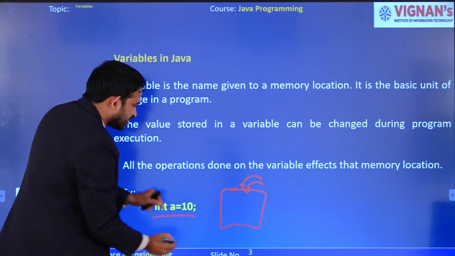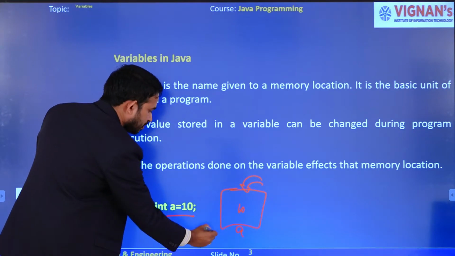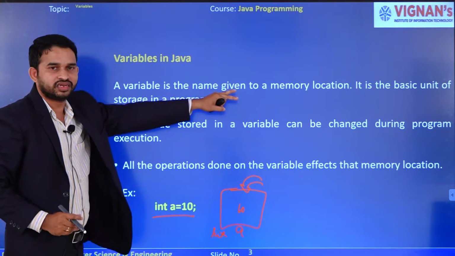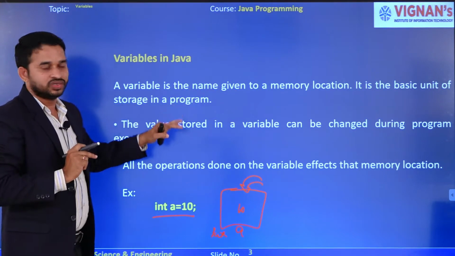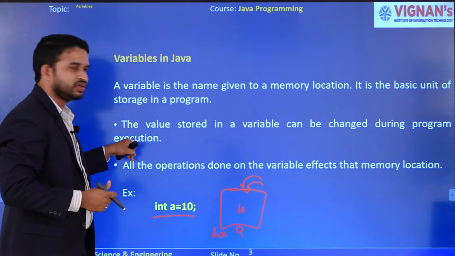What is the data here? 10. What is the name of the variable? a. What is the data type? Integer. So this is the meaning of a variable: a memory location where we can store data. This data can be changed during the program execution. Why?